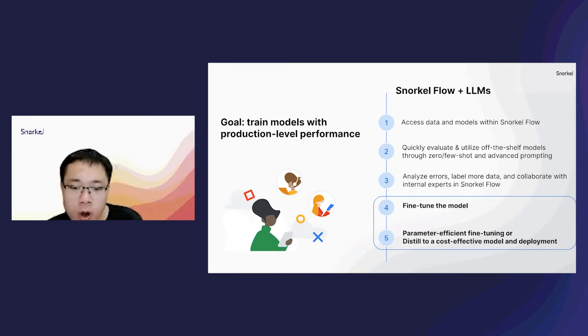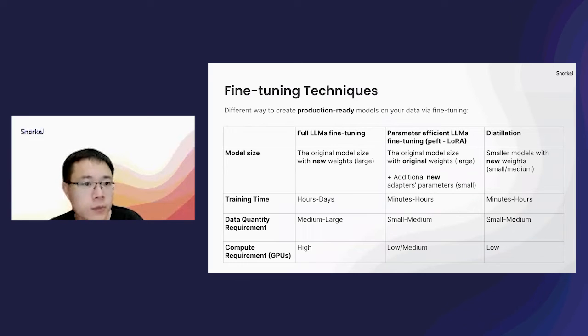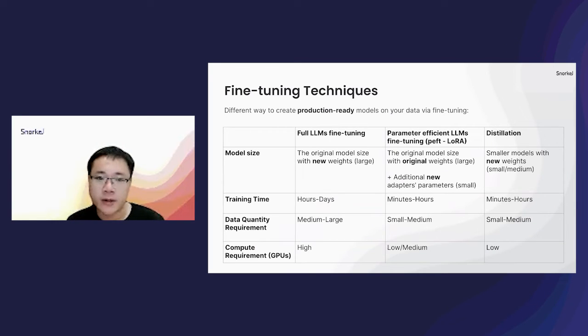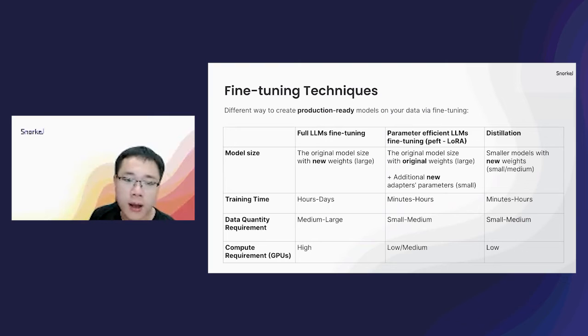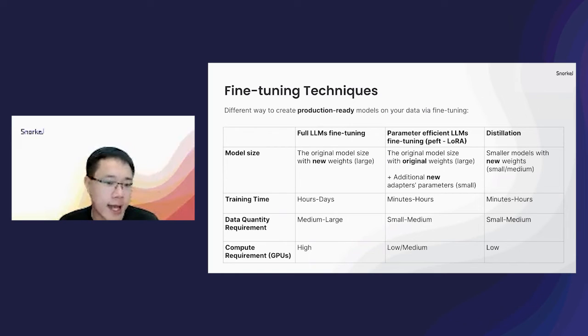Where you fine-tune the model, or you can do parameter-efficient fine-tuning or distillation. There's a variety of fine-tuning techniques. You can imagine full fine-tuning. Also, we have parameter-efficient tuning of large language models, and also distillation. Full fine-tuning is when you have the original model size with new weights, so you essentially retrain the whole large language model.